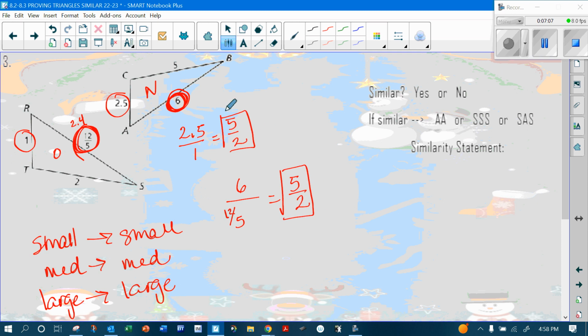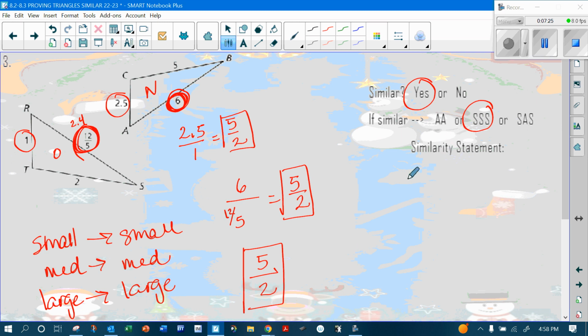So far, these two sides are proportional. The last one I'm going to check is new, 5, over old, which is 2, and lo and behold, all 3 sides have the same scale factor. So yes, they are similar by side, side, side.